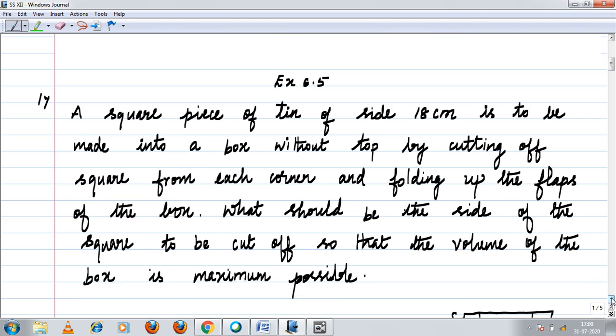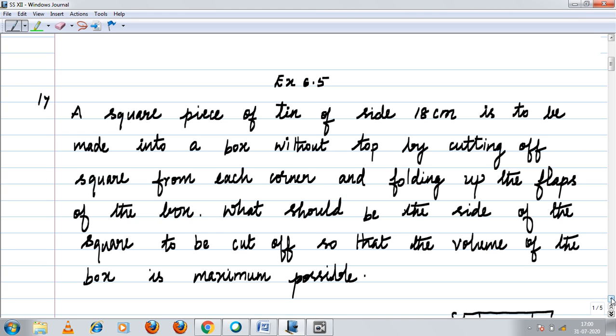Today I am going to discuss exercise 6.5 question number 17. A square piece of tin of side 18 centimeter is to be made into a box without top by cutting off a square from each corner and folding up the flaps of the box. What should be the side of the square to be cut off so that the volume of the box is maximum possible?